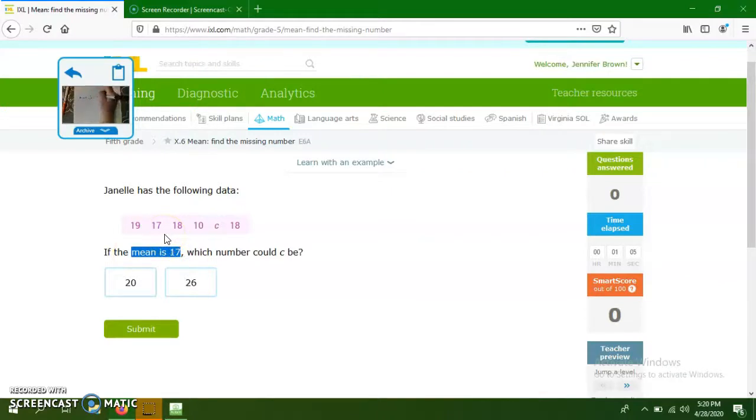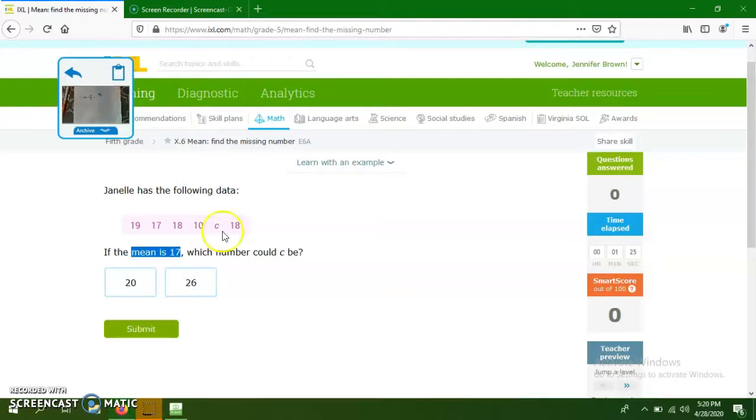And we are going to add all up. And we're going to divide by how many numbers? 1, 2, 3, 4, 5. Don't forget that that variable, that letter C, does count as a number, because we're going to be plugging in some choices there. So there's 6 pieces of data, which means I will be dividing by 6 for my mean.